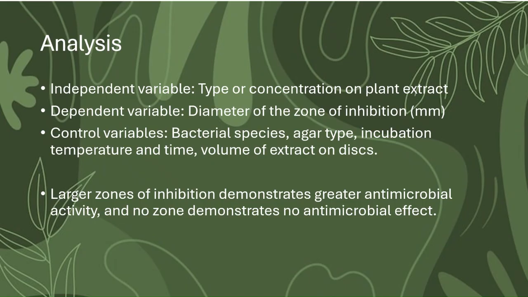So from analysis, what you're going to observe is that the independent variable in this practical is the type or concentration of plant extract that you are investigating, and the dependent variable is the diameter of the zone of inhibition. And this is measured in millimetres. The control variables that you will consider in this practical are the bacterial species that you use, the agar type, the incubation temperature and time, and the volume of extract on the discs. Larger zones of inhibition demonstrate greater antimicrobial activity, and no zone demonstrates that there are no antimicrobial effects.